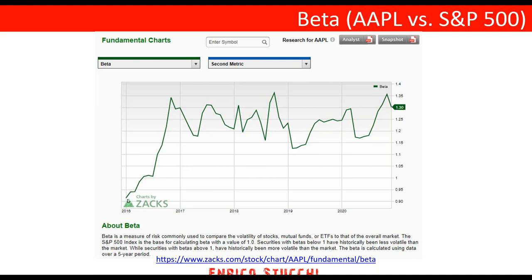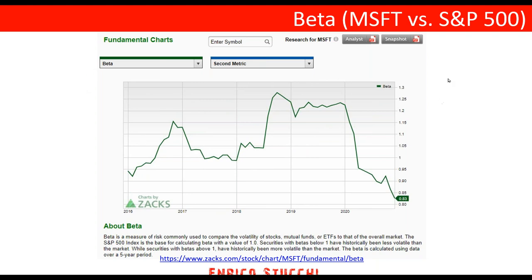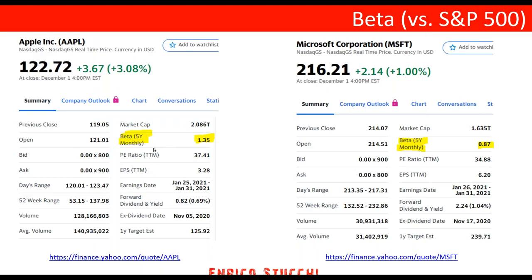This is beta, so the volatility relative to the index. This is Apple. In the last years, Apple has been more volatile than Nasdaq. 1.30 is the beta, and Microsoft just a little bit less, 0.8. This is variable, okay, but now you can see, for instance, over the last five months it is 1.35 for Apple and 0.87 for Microsoft.